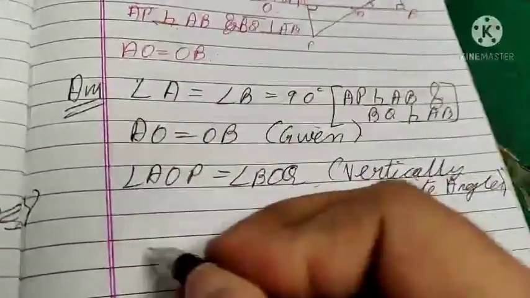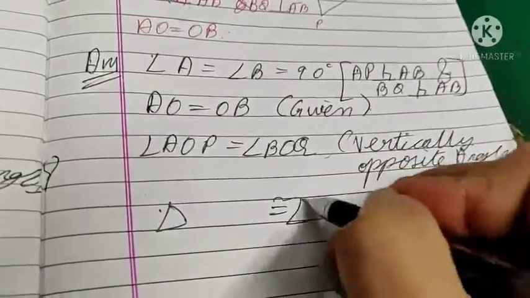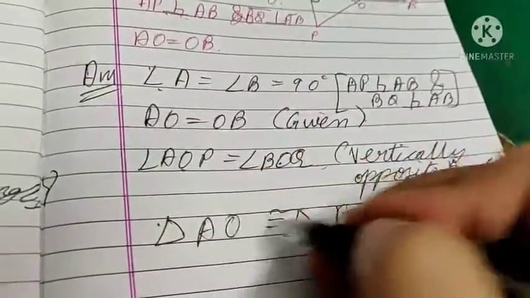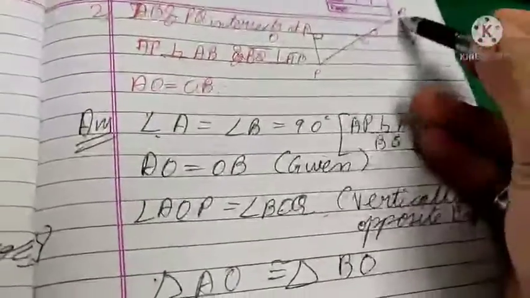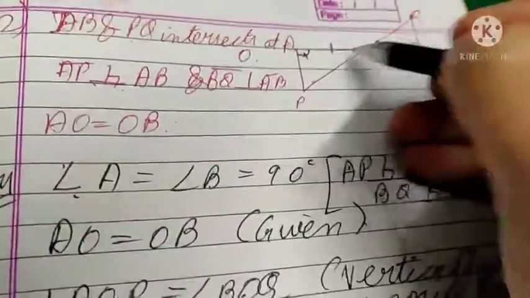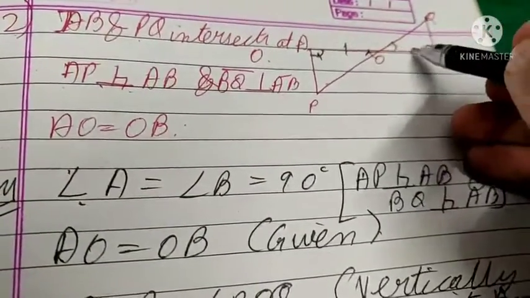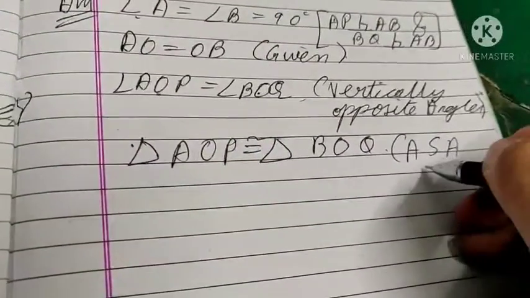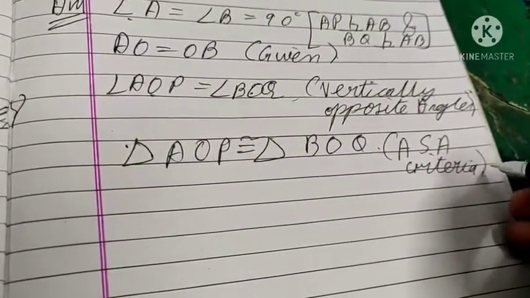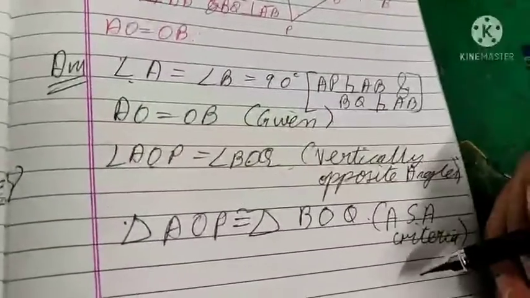Now if we write the correspondence of it, here A is equal to B. Here A and B are equal. This angle O and angle O is equal. And then this P and Q are equal. Okay. Now if we see, we have taken this angle, this side and this angle. This is angle side angle. By angle side angle criteria, okay, so these two triangles are congruent by ASA criteria.